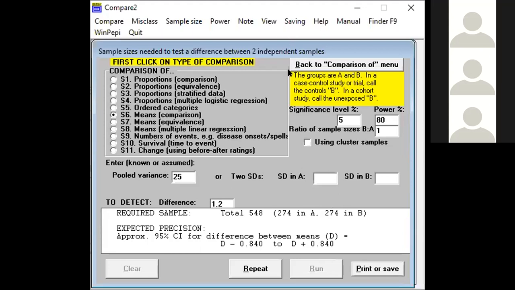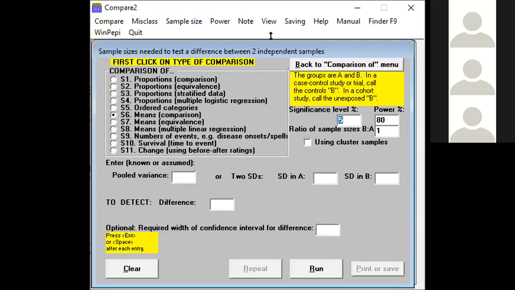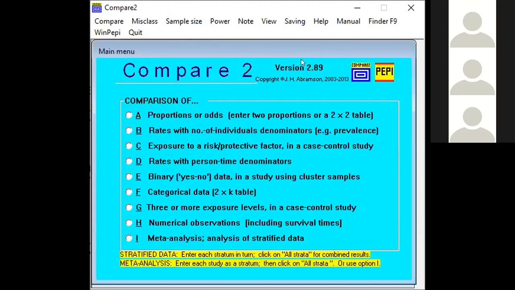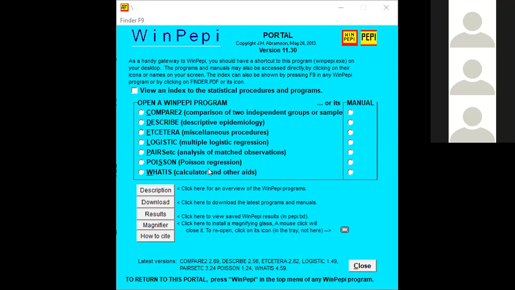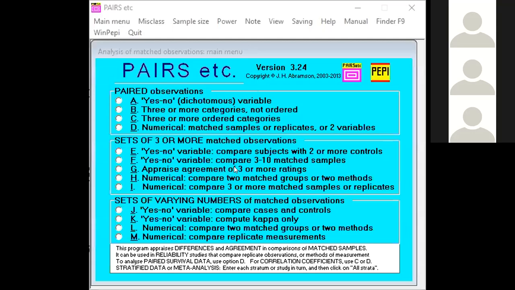Okay, let's continue. The last one I want to talk about is if it is paired observation. So I have to go back to the beginning. If you open the WinPepi new, instead of comparison of two independent groups, there is pair. You click on pair, and you see the paired observation.